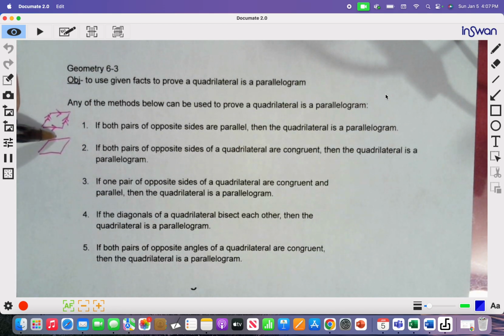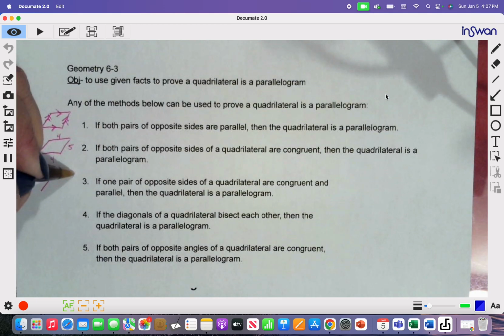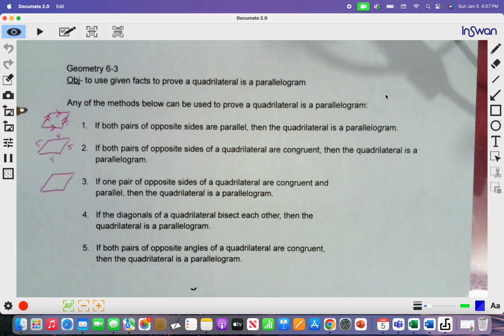Then for number 2, if both pairs of opposite sides of a quadrilateral are congruent, then the quadrilateral is a parallelogram. So if this is 4 centimeters and this is 4 centimeters and this is 5 centimeters and this is 5 centimeters, then it makes it a parallelogram. The next one is if one pair of opposite sides of a quadrilateral are congruent and parallel, then the quadrilateral is a parallelogram. Okay, so one pair of opposite sides has to be congruent and parallel. So if this and this are congruent and those two same lines are parallel, then it's a parallelogram.